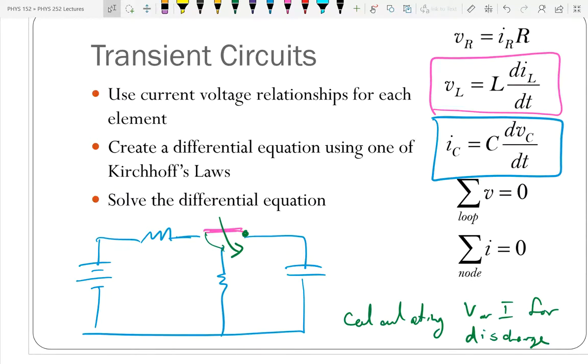If it's a resistor and an inductor, you're going to do the same exact method, except your equation for the inductor is going to be VL is equal to L diL/dt.